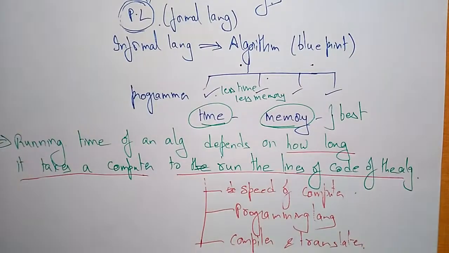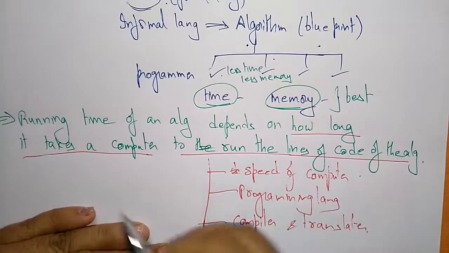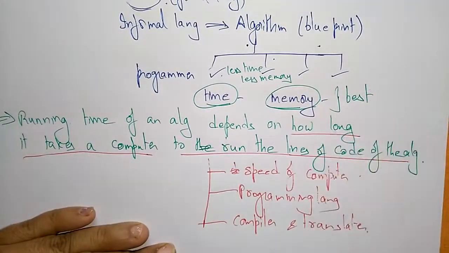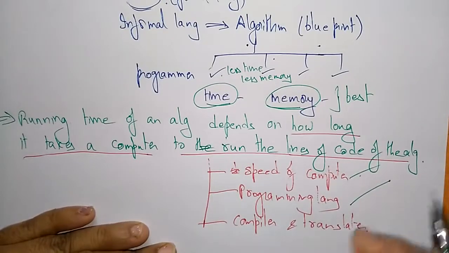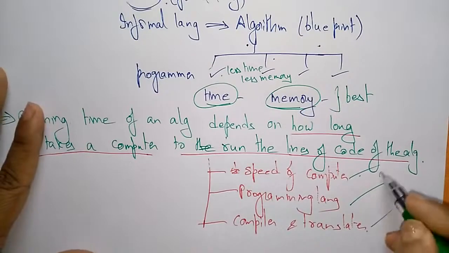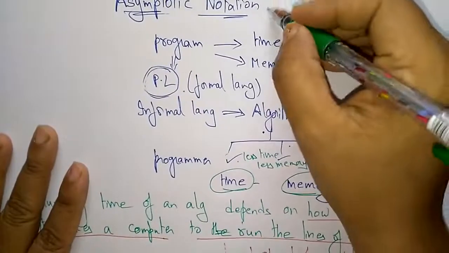Whether it is binary search or linear search, it becomes trial and error: you are just checking which algorithm is suitable, which has less time and which takes less memory. The running time of an algorithm depends completely on the speed of the computer, the programming language, and the compiler and translator, so it changes from system to system. To overcome this, we go for asymptotic notations.